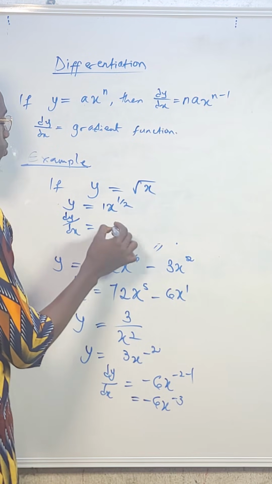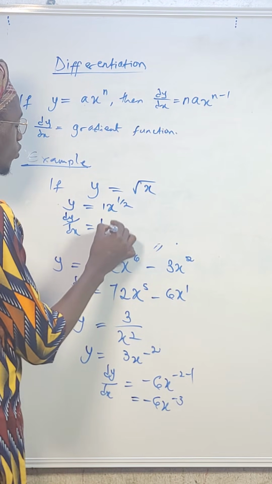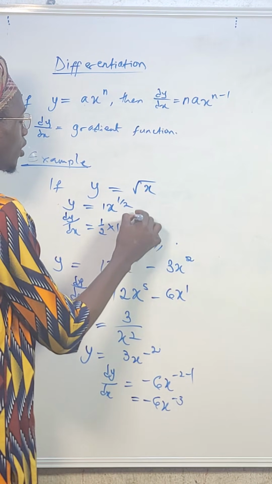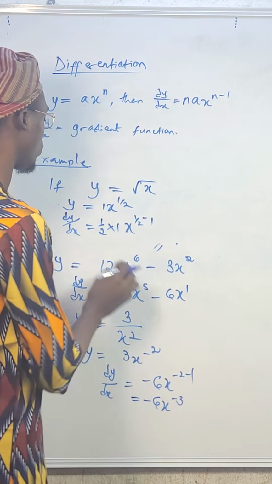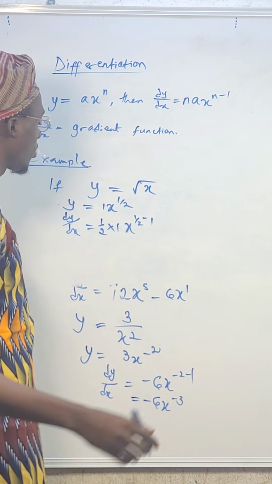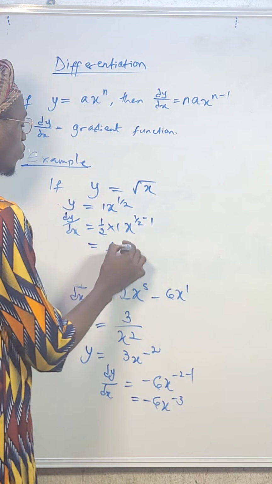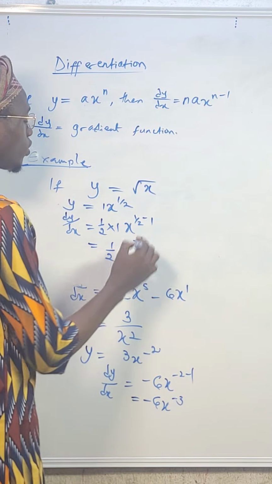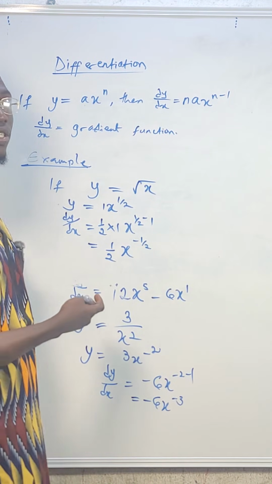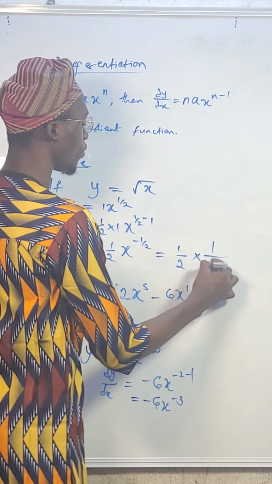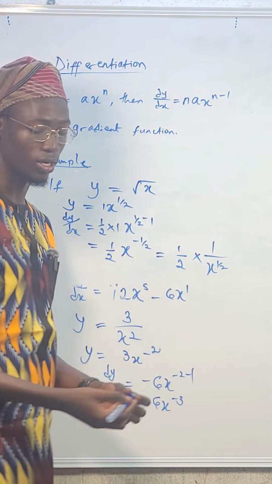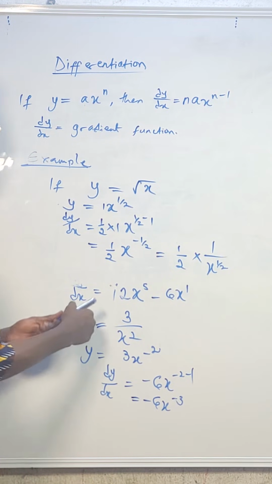Our dy/dx becomes, this 1 over 2 comes down, that'll be 1 over 2 times 1x raised to power, then you subtract 1 from the power. Raised to power 1 over 2 minus 1. So what's going to be the answer? The answer becomes 1 over 2 x raised to power minus 1 over 2. So according to the law of indices, this becomes 1 over 2 times 1 over x raised to power 1 over 2, right? So this is our dy/dx.